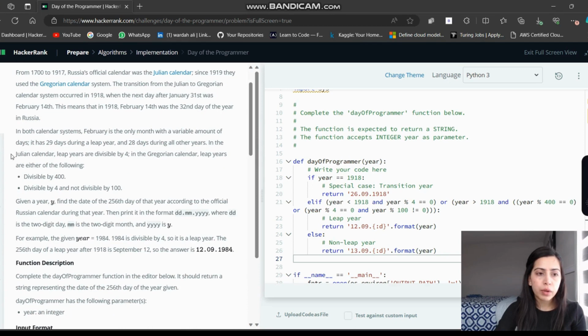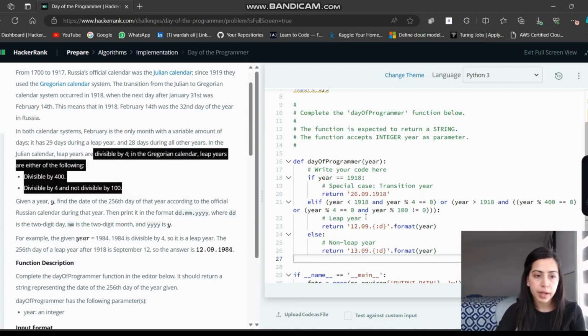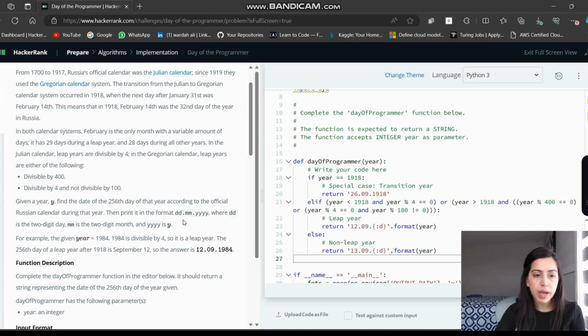Then they have given further explanation that in both calendar systems, February is the only month with a variable number of days, and it has 29 days during a leap year and 28 days during all other years. So this thing is common between both. And in the Julian calendar, leap years are divisible by 4. That's what they have said over here. And in the Gregorian calendar, leap years are divisible by 400, or by 4 but not by 100. So these are going to be our conditions for the leap year so that we can find the day that we have to find.